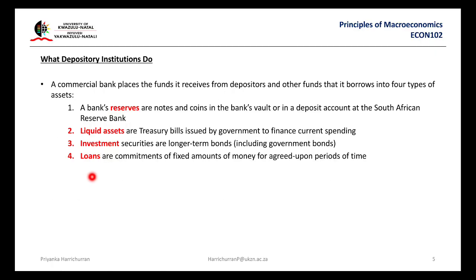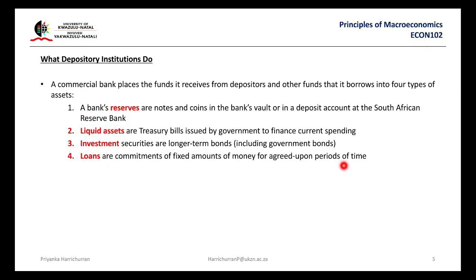So depository institutions do four things. A bank receives deposit funds that it puts into four types of assets. The money that goes into the bank, when we give the money to the bank to keep, but what do they do with this money? There are four things they can do. First, bank reserves. Now, what are bank reserves?